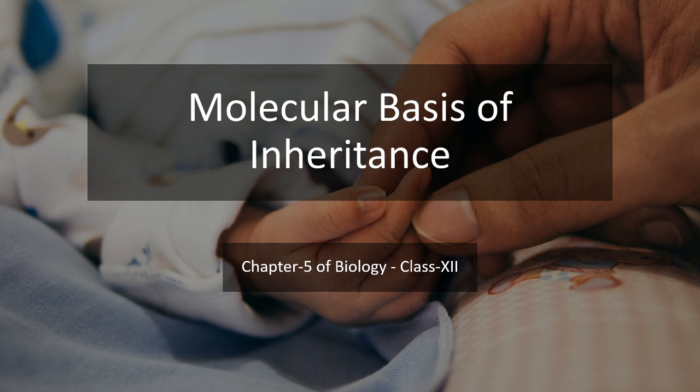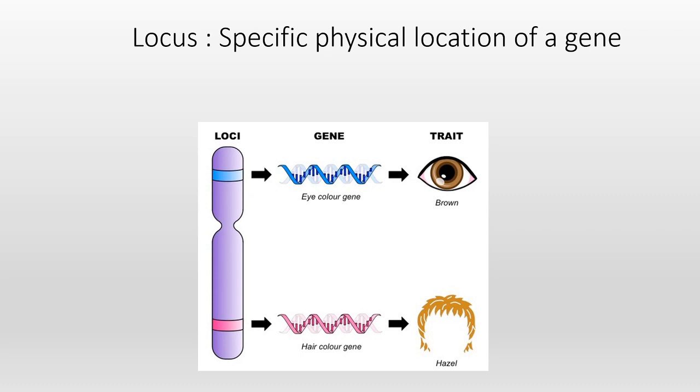So in this chapter, we understand the molecular basis of inheritance. You must be aware of what inheritance means and what variation means. Now, to start with, let me remind you what locus or loci means. There is a lot of confusion whether it is present in the chromosome, whether it is part of the DNA, whether it is part of the gene. You have to understand that a locus is a physical location of a gene on a chromosome.